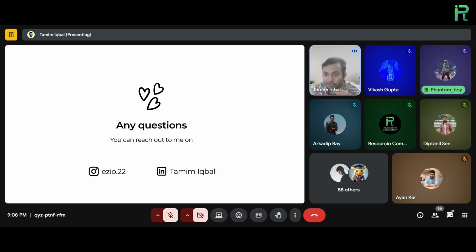Do you think that a beginner should get into the field of UI UX in the era of AI?